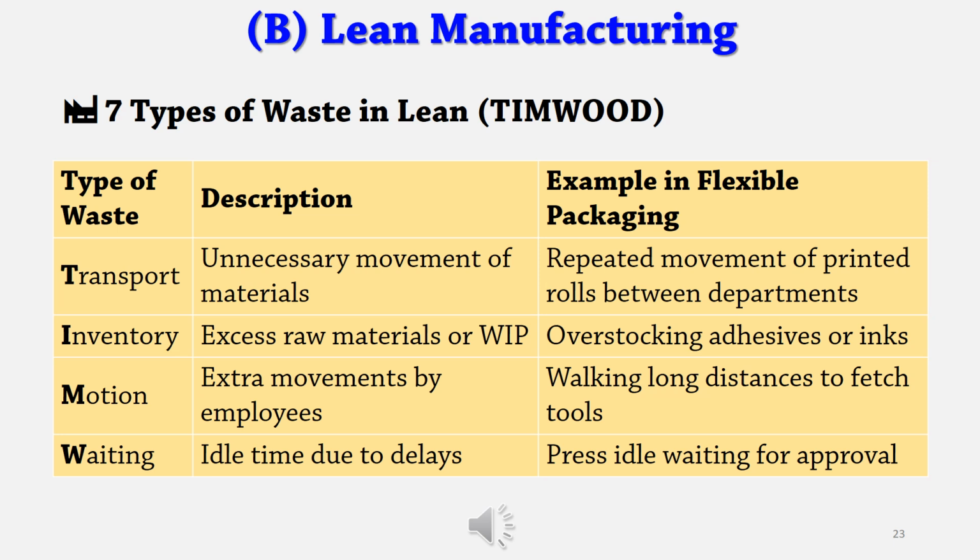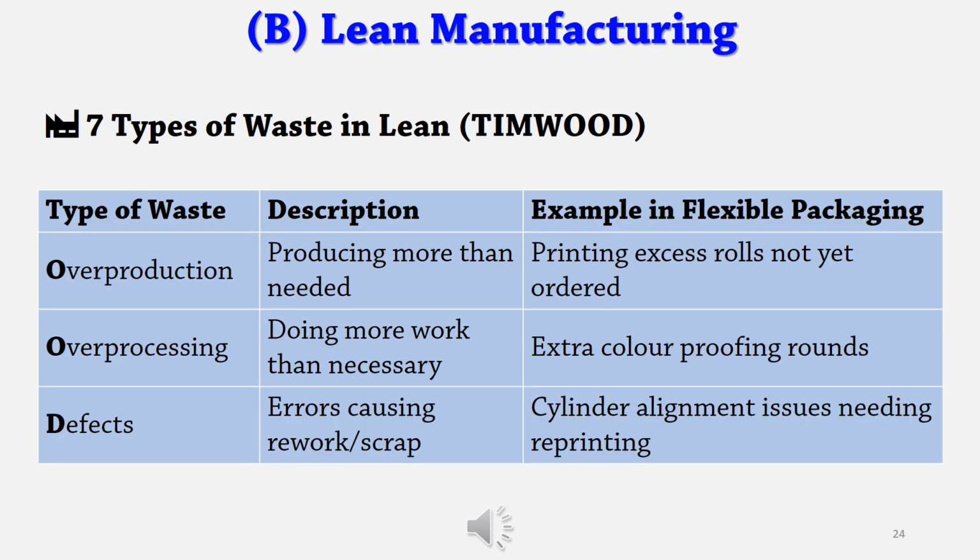M means motion. Extra movements by employees. Walking long distance to fetch tools should be avoided. W means waiting. Idle time due to delays. Press idle waiting for approval. O means overproduction. Producing more than needed. Printing excess rolls not yet ordered should be avoided.